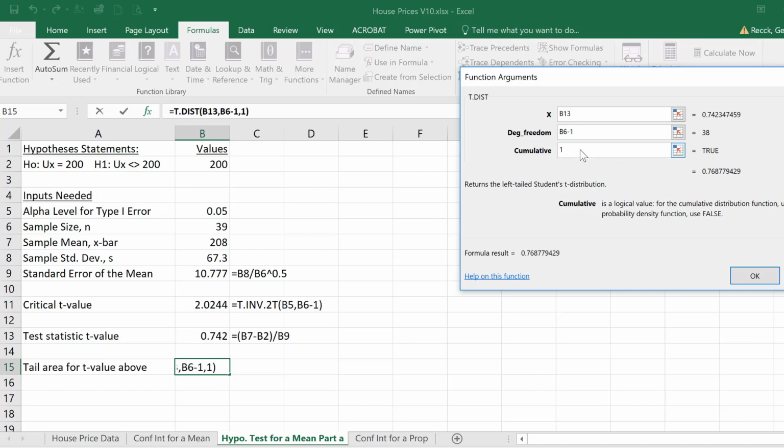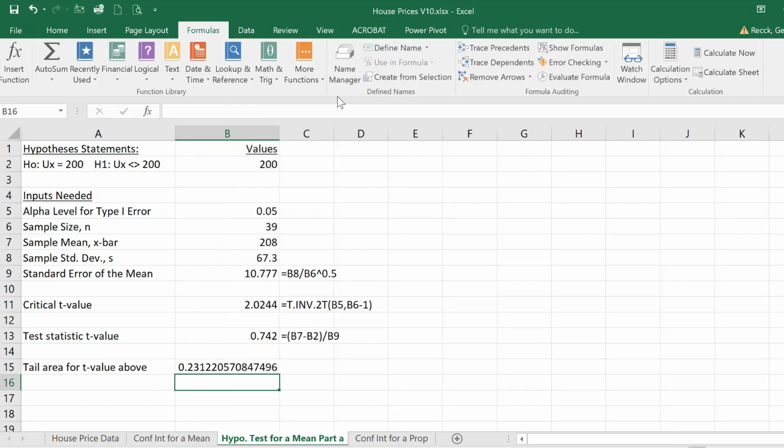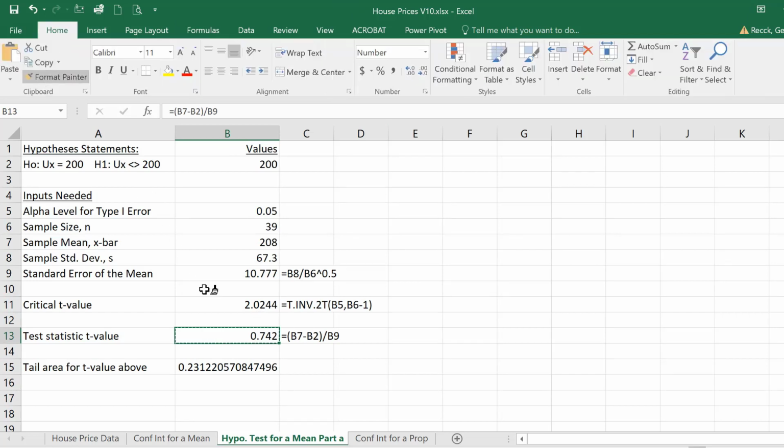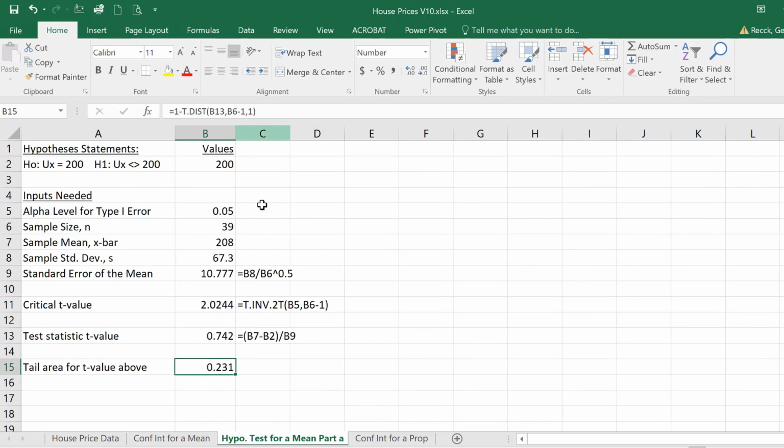Now, the problem with this, which is all fine, is that this gives me the area to the left of this value, and I want the area to the right, so I subtract that from 1. And I do not need all those decimals. So I'm going to use my handy format painter to fix that. Don't you hate it when stuff like that happens? There. So now I'll get that formula for you.